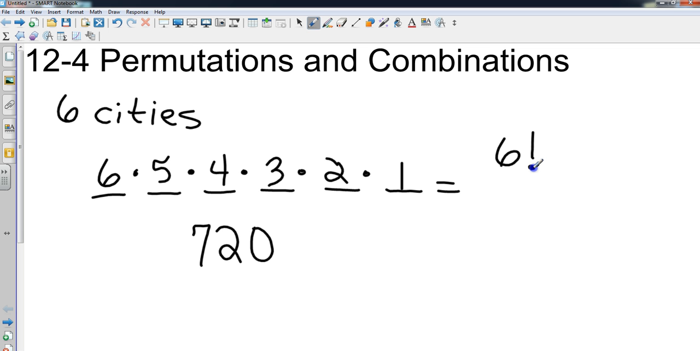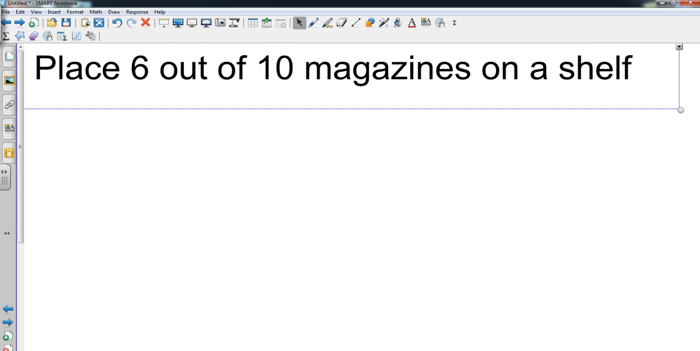Okay, so let's move on to maybe we're going to do a magazine arrangement inside a library or on a shelf of some sort. Let's say I would have 10 magazines that I would want to put out on a shelf or a table or anything of that sort, but I only want to put 6 of them out. Okay, so this is going to be a permutation because this is something where order is very, very important.